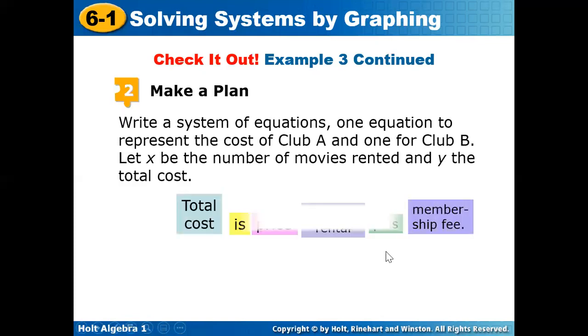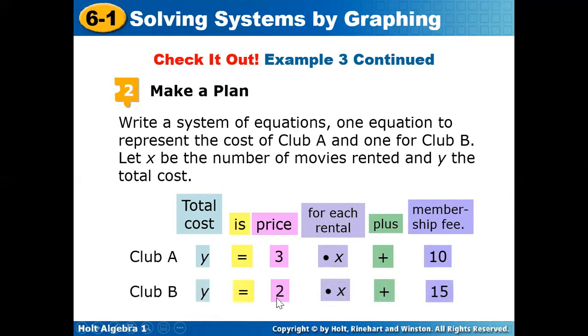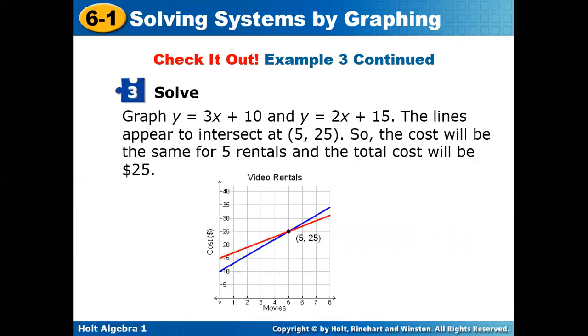So we're going to write it out. We're going to figure it out. Total cost is y. Price per rental, 3x plus membership fee, $10. Club B, $2 per rental, 2x plus 15. That's your original membership fee. So if you graph those both out, right, your point of intersection is 5, 25. That's where they both intersect.